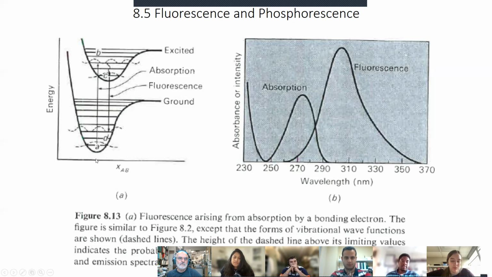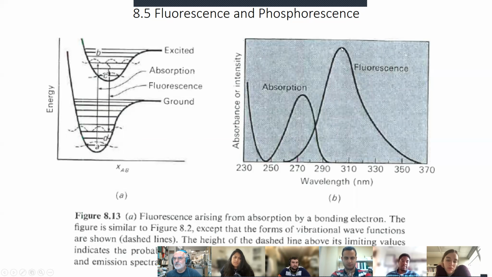Okay, so the absorbance corresponds to A to B, but then this state is not stable. It relaxes to C, and then it re-emits the light at a different wavelength because it's a different energy going back to D. So in fluorescence, the absorption spectra looks like this, but the fluorescence spectra is shifted to higher wavelengths, lower energy, for the reasons that I just explained here in the figure.